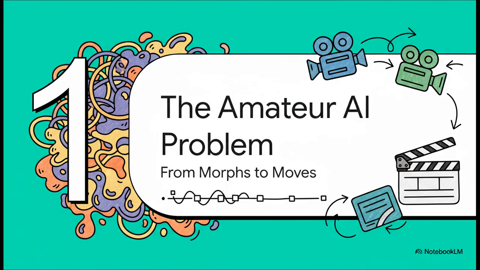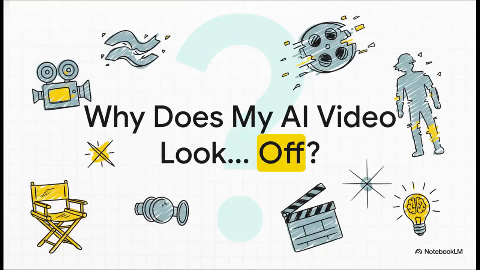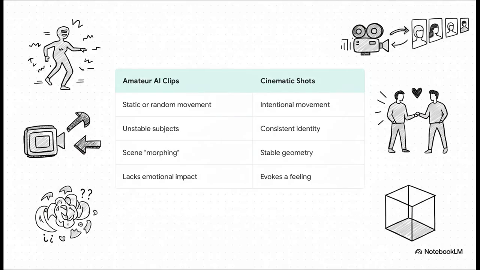First things first, let's talk about the amateur AI problem. This is all about making that jump from those strange, unpredictable morphs to creating camera moves that are intentional, just like a real director. So let's start with the question that I know a lot of us have asked ourselves. Why does my AI video just look kind of weird? It's a super common frustration, right? You've got this awesome idea in your head, but what comes out feels unstable, maybe a little dreamlike, and just not quite pro. But here's the great news. This is totally fixable.